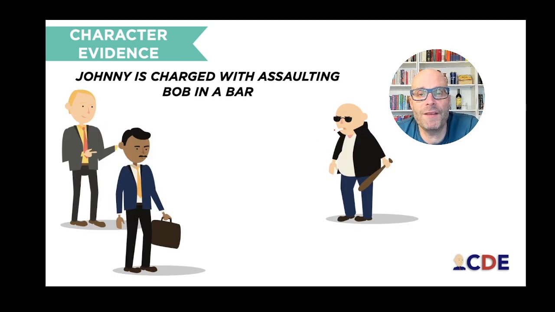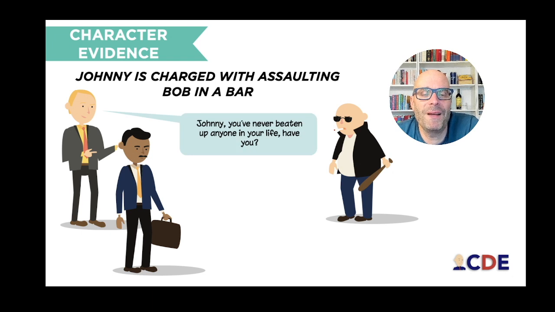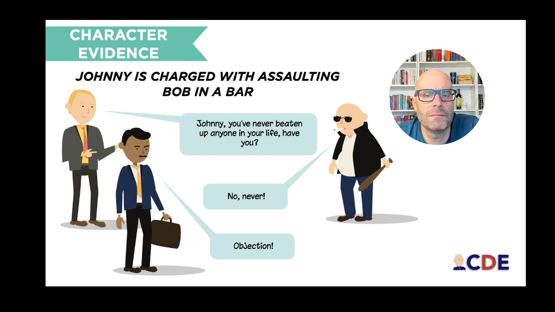So I want to talk about a different type of character evidence to finish off. Now we've got Johnny charged with assaulting Bob, and what happens? That's the question. You've never beaten up anyone in your life, have you? Now, that's an improper question, as we'll see later, but it's a leading question on direct. Forget about that. Let's assume it's a perfectly good question.